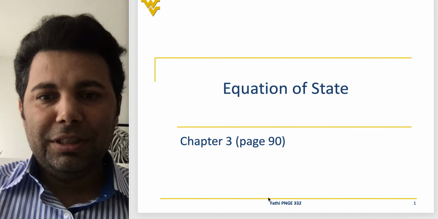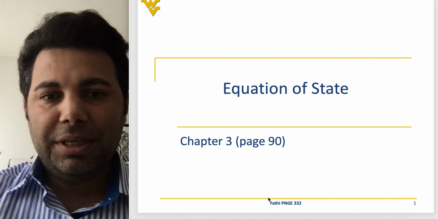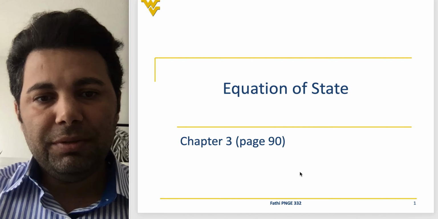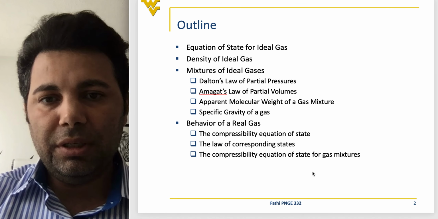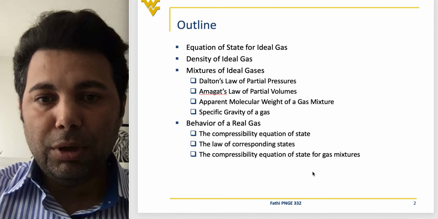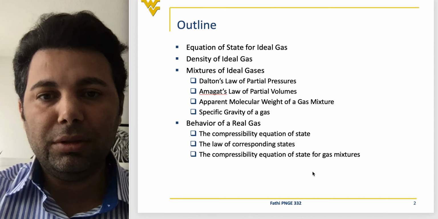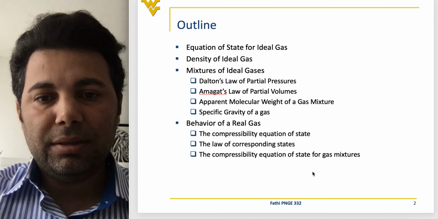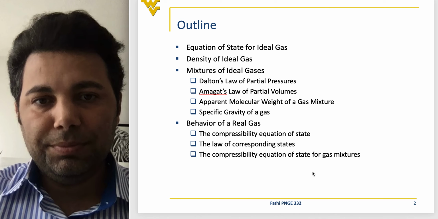To cover chapter 3 of our book. The title of this chapter is The Equation of State. If you remember previously in chapter 2, we discussed the phase behavior of the single component, the two component mixture, and multi component mixtures. And then we studied how that phase changes as we change the pressure and temperature.